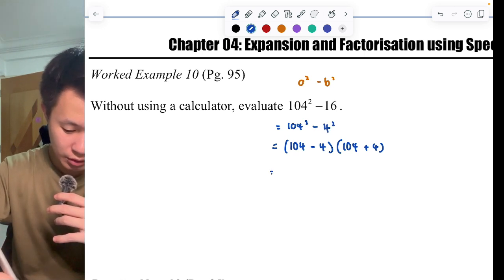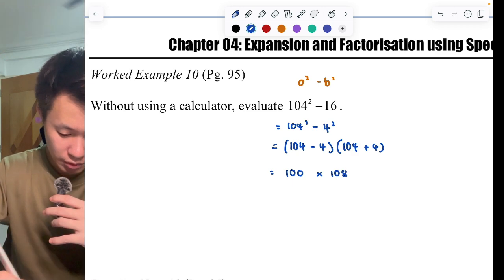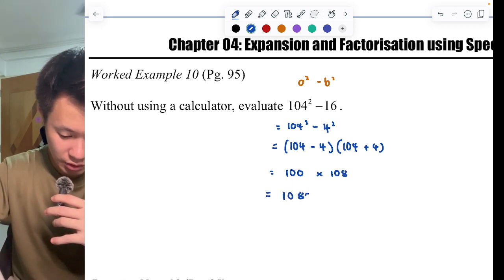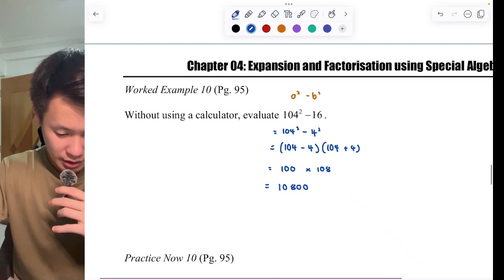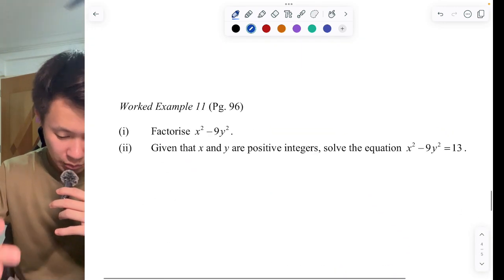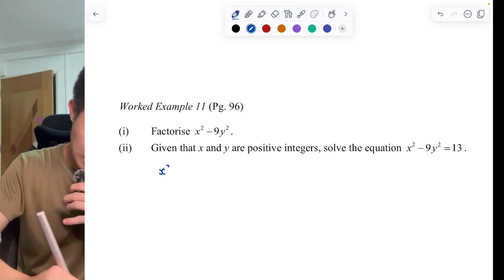So over here, this will give you 100 times 108, which gives you 10,800. And that's about it, right? Quite straightforward. Very easy, not too hard. We're going to move on to something a little bit more challenging, which is algebra. Algebra is always challenging, especially when you first start, right?